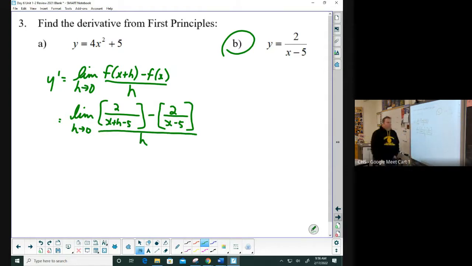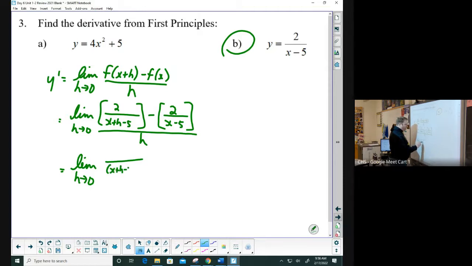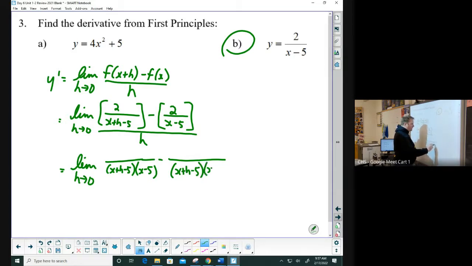All over h. Since it's fractions, we know we need to find a common denominator. And the most obvious common denominator is the product of the denominators. So here we're going to combine them by finding the common denominator of x plus h minus 5 and x minus 5. That's our common denominator, the product of the two denominators. Don't rainbow those together or anything like that. You're going to make your life harder than it needs to be.